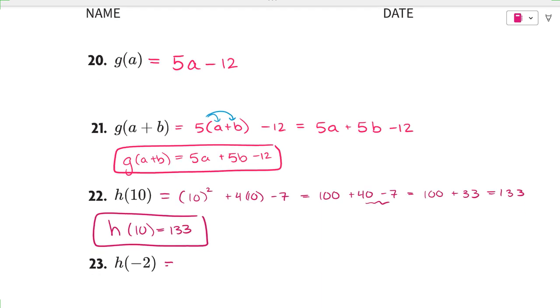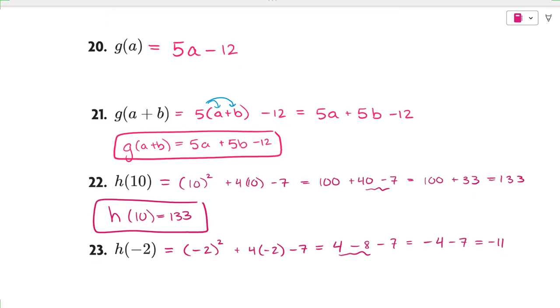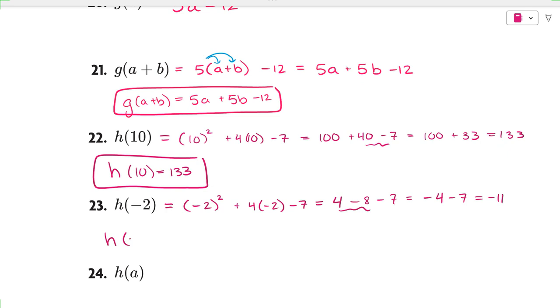So for an input of 10, we get an output of 133. Okay, negative 2, we want to be extra careful about parentheses. Negative 2 is the whole input, so I need to make sure I square that whole number. Negative 2 times negative 2 does give us a positive 4. 4 times negative 2 gives us a minus 8. And then we have the negative 7 at the end, right? This time, just to show I can do it in a different order, I'll add those first two together. So negative 4 minus 7 is negative 11. You can do it in one step if you feel more comfortable, but I find that people tend to make fewer mistakes when they add in multiple steps. So input of negative 2 gives us an output of negative 11.